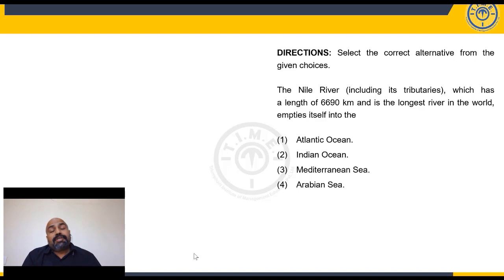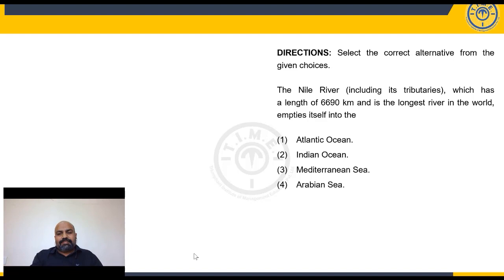The Mediterranean Sea, how does the name come? Medi is middle, terra is land, and E-A-N at the end of the word indicates a water body. So the Greeks believed that between Africa and Europe, which to them was the world, this was a water body located in the middle of two lands. So in between two lands, it's called the Mediterranean Sea. That's how the name comes.